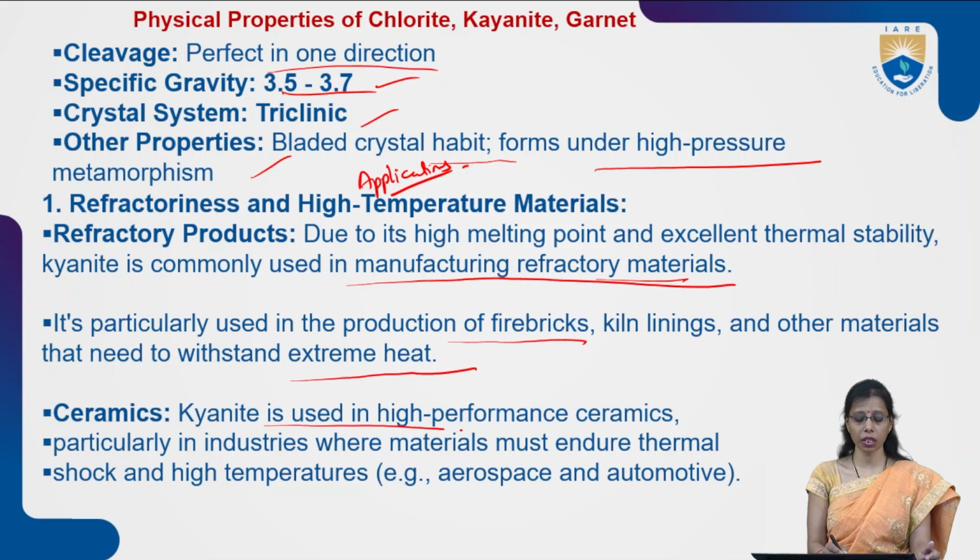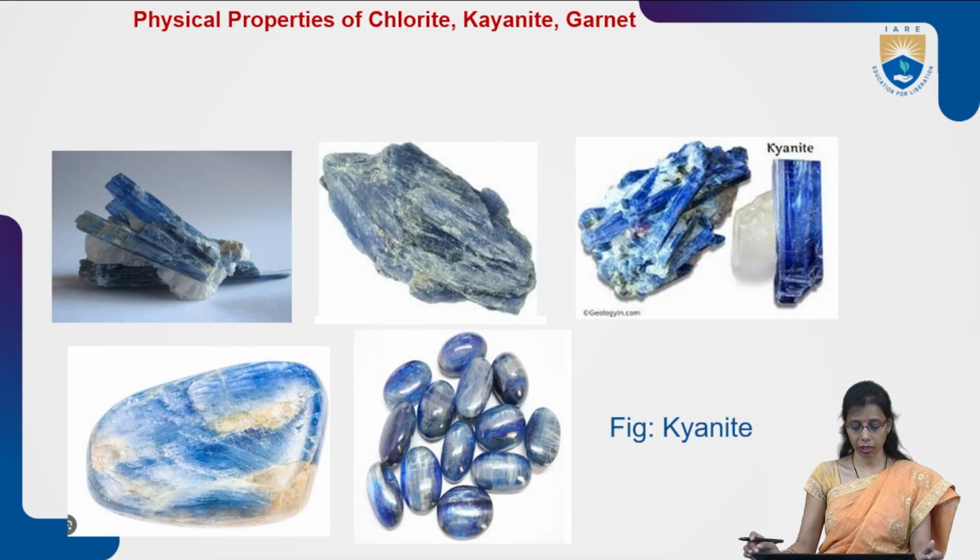Ceramics: kyanite is used in high performance ceramics, particularly in industries where materials must endure thermal shock, high pressure and high temperatures, such as aerospace and automotive. So this is how kyanite looks like. We have different kinds of textures and different kinds of material in which kyanite is formed.